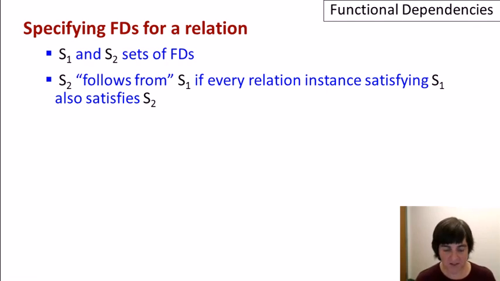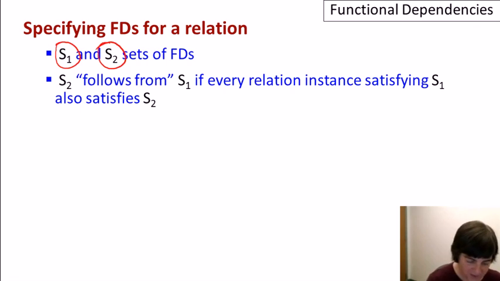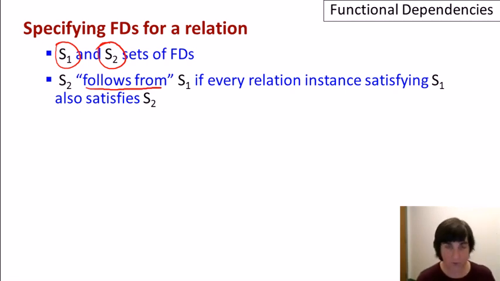Let's talk about how we specify the set of functional dependencies for a relation. First, I'll define a notion of one set of functional dependencies following from another one. So let's suppose we have a relation R and we have two sets of functional dependencies that aren't identical, S1 and S2. We say that S2 follows from S1 if every relation instance satisfying S1 also satisfies S2.